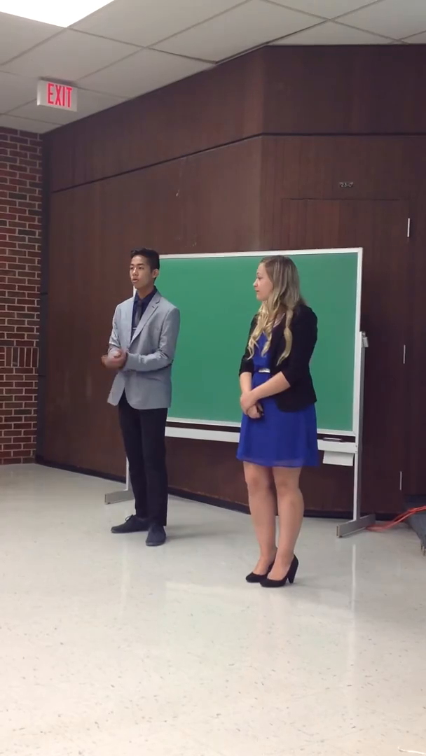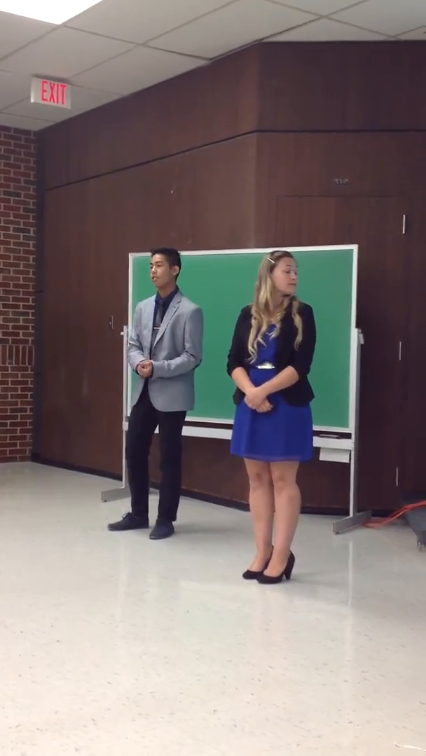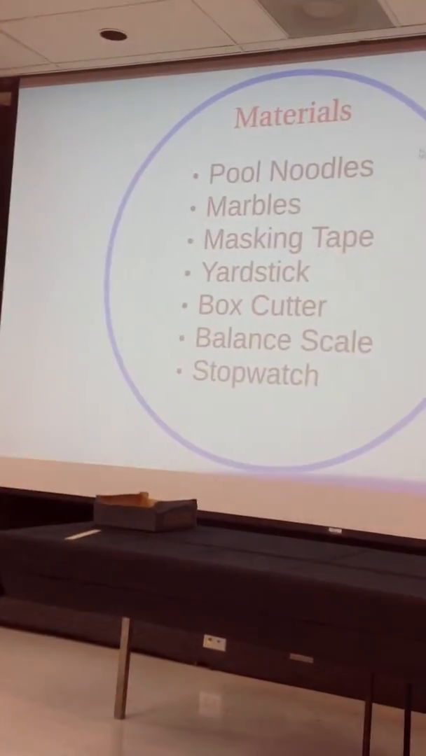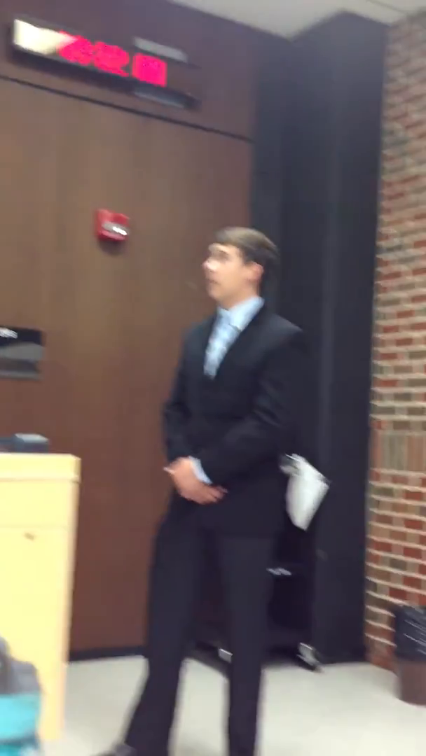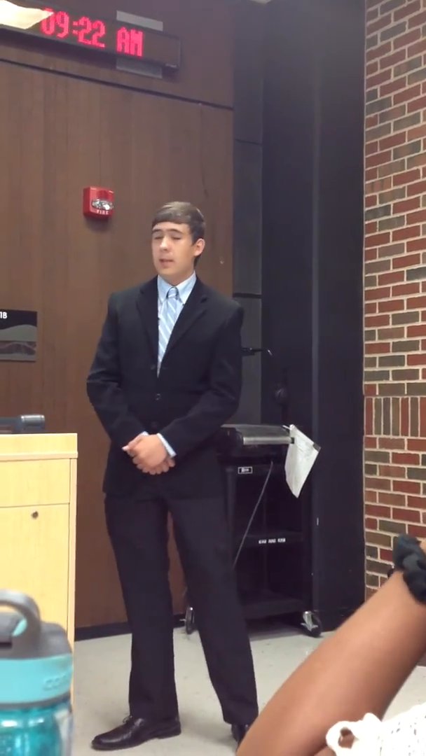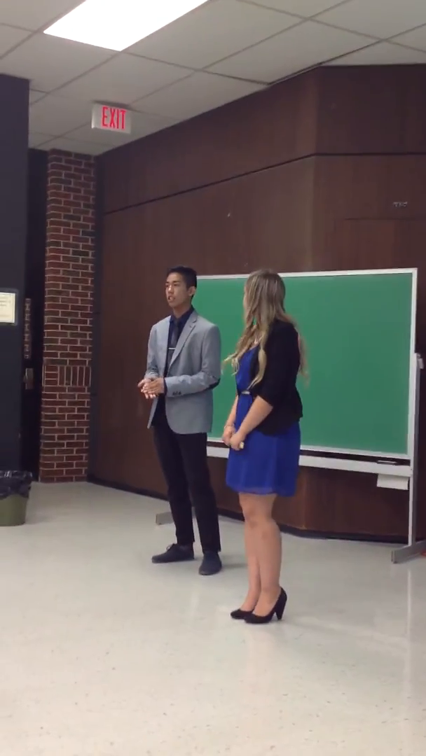For our experiment, we used 2 pool needles, marbles, masking tape, a yardstick, a box cutter, a balance scale, and a stopwatch. Velocity is the speed of something in a given direction. And friction is the resistance that one object encounters when moving across another object. Potential energy is energy that's stored in an item, and kinetic energy is energy that's in motion.